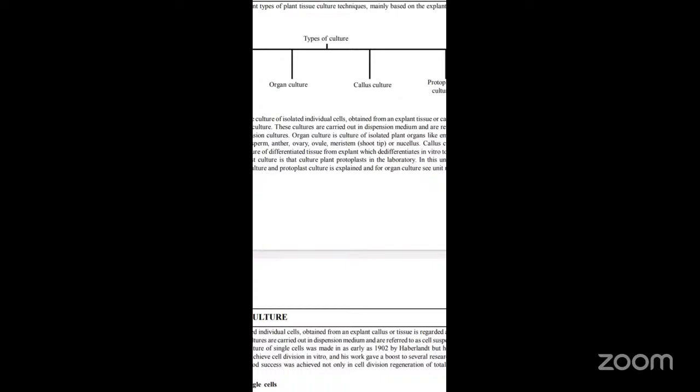So another one is the continuous culture. In this culture, fresh medium is frequently added while the spent medium is drawn out, so that the culture volume is nearly constant. This culture is carried out in specially designed culture vessels. Continuous cultures are of two types: closed continuous culture and open continuous culture.